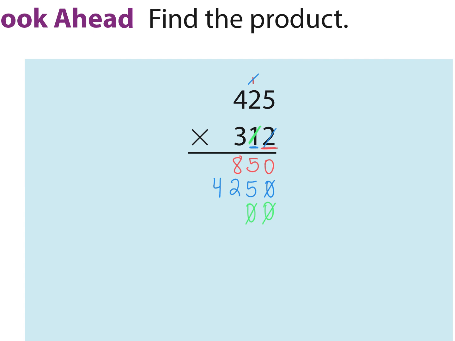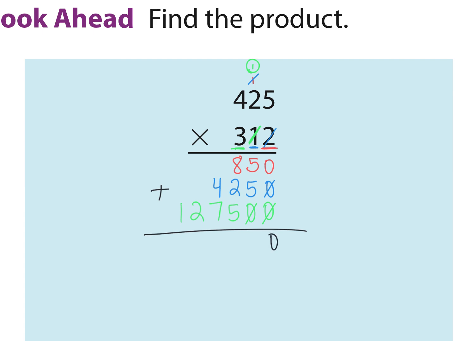And then I start multiplying the 3 times all of the top numbers. So 3 times 5 is 15, carry my 1. 3 times 2 is 6, plus that 1 makes 7. And then 3 times 4 is 12. And then you add it all up.